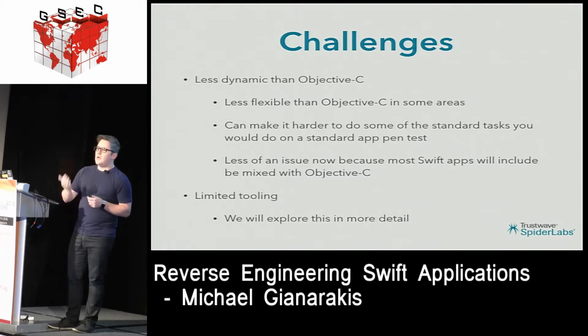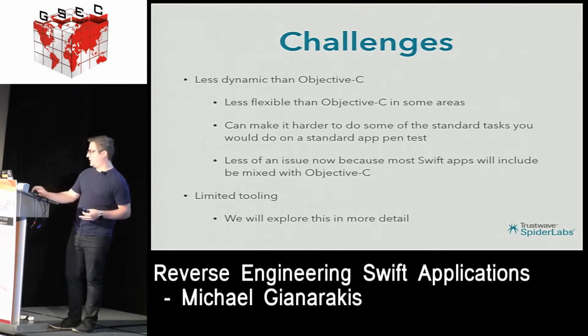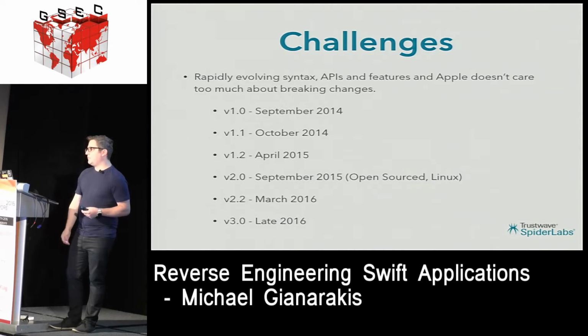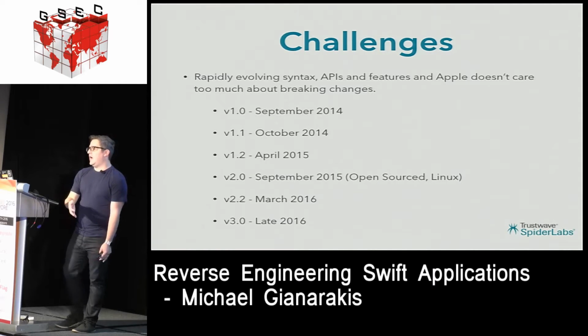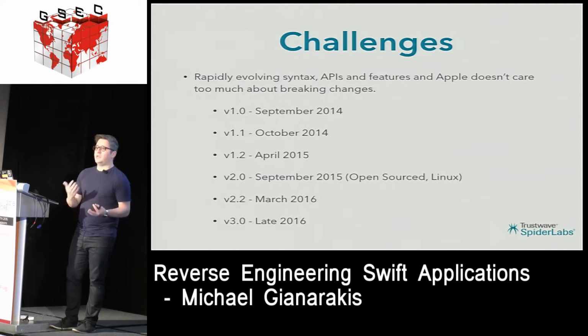So if you've done iOS app pen tests or pen testing of OS X apps, there's lots of really cool tooling around it, but obviously with Swift, not a lot of it has been updated, and there's sort of limited tooling directly for Swift. The other challenge is it's rapidly evolving, right? So the APIs and features are constantly being updated.